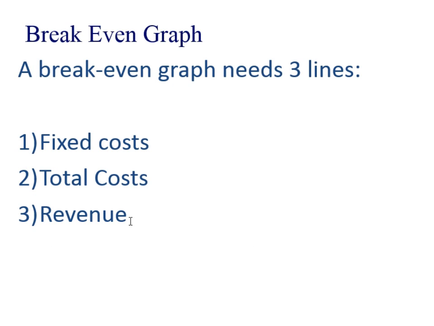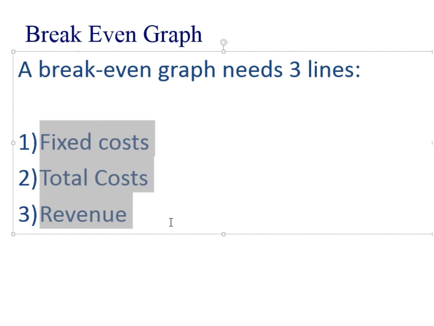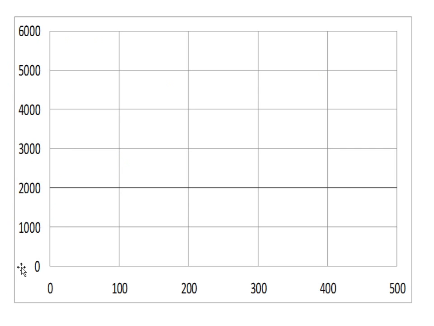So you need 3 lines on your graph to be able to work out the break even. You need your fixed costs, you need your total cost, and you need your revenue. Technically, you could actually just get away with total cost and revenue, but we do add fixed costs on there. So here's my diagram. Up the side here, I've not written the label on, but you should write your label on your diagram. We've got costs / revenue, and along the bottom here we've got output. There we go. I've written it on.